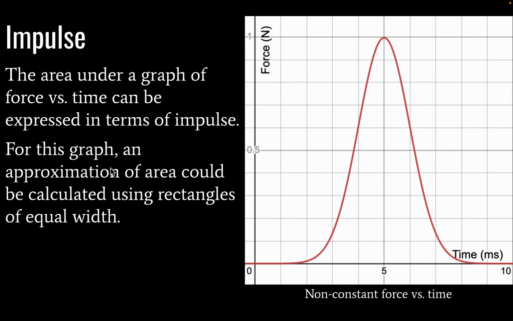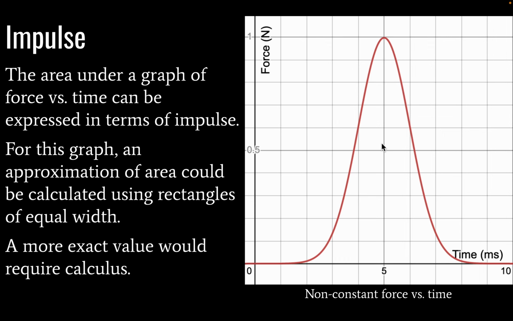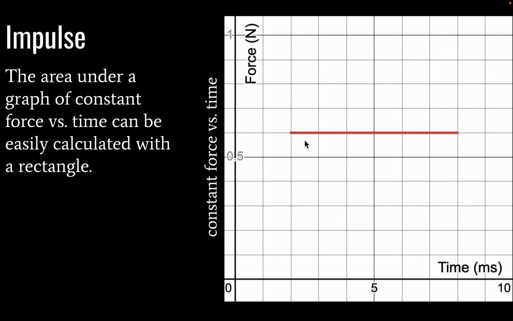So we don't do calculus in IB physics. So what we would do instead of integrating a kind of unfortunate equation is we could just use small rectangles of equal width to approximate this value under here. And again, a more exact value is going to require calculus.